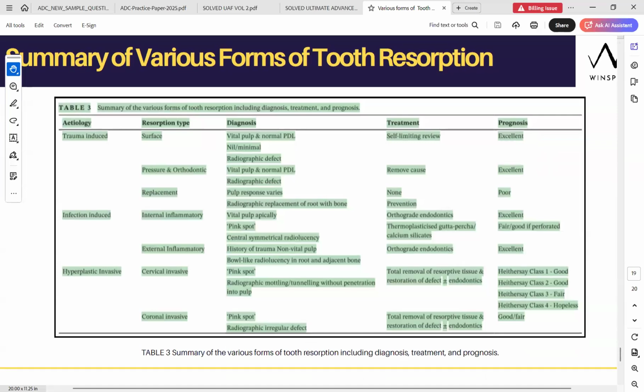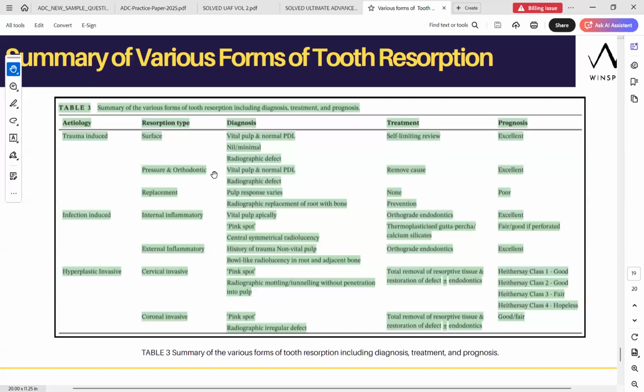Trauma-induced, infection-induced, and hyperplastic invasive. Trauma has surface, pressure and orthodontics, and replacement kind. Surface is seen with vital pulp and normal PDL. It is mostly self-limiting, treatment is not required, and prognosis is excellent.